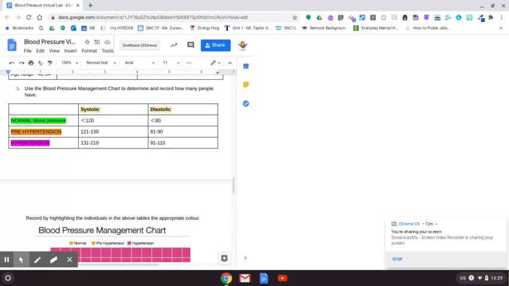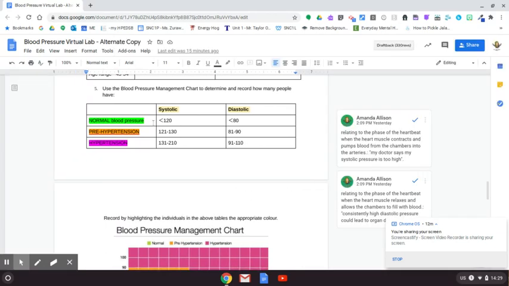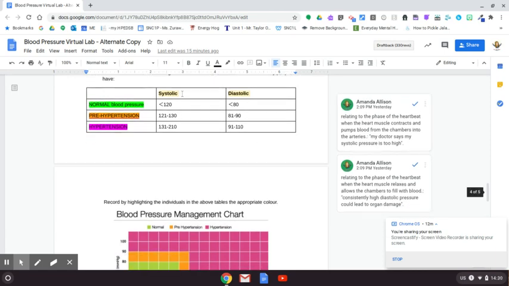If we look at these two pieces of information, we know that normal blood pressure would be a systolic pressure under 120 and a diastolic pressure under 80. Well, we've been talking about these terms. What do they actually mean? So I just kind of posted what they mean over here.